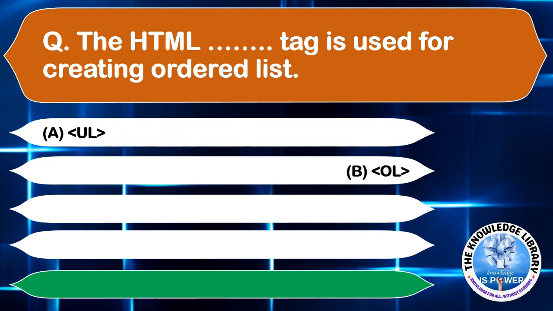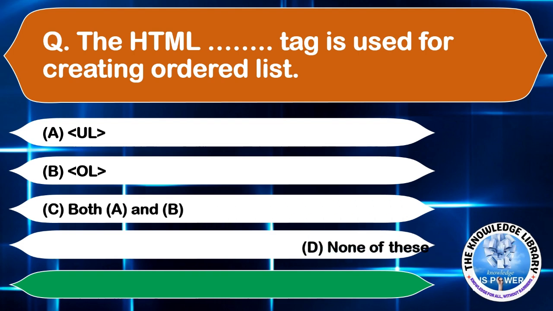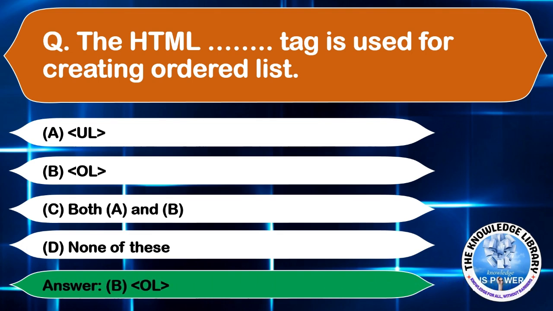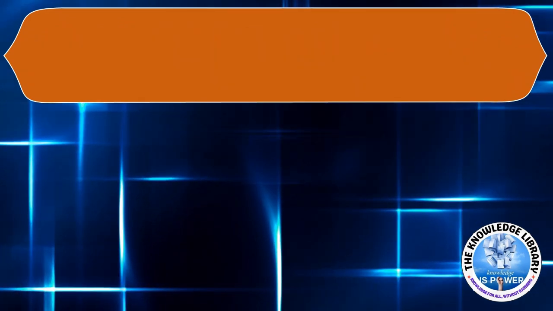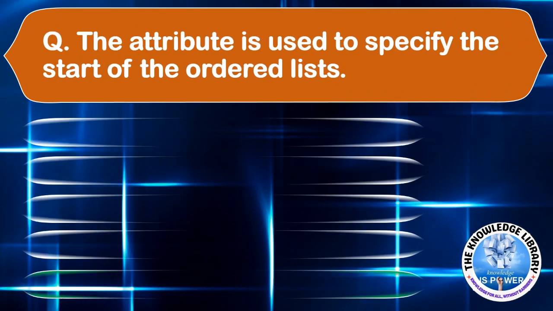The next question is, the dash HTML tag is used for creating an ordered list. Option A, UL tag. Option B, OL tag. Option C, both A and B. Option D, none of these. The correct answer is option B, OL tag.